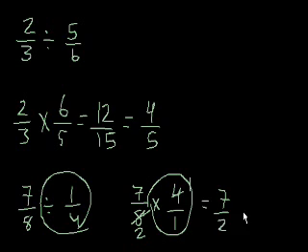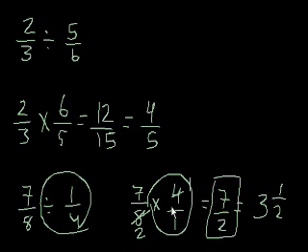Or if you wanted to write that as a mixed number, this is, of course, an improper fraction. Improper fractions have a numerator larger than the denominator. If you wanted to write that as a mixed number, 2 goes into 7 3 times with a remainder of 1. So that's 3 and 1/2, or 3.5. You can write it either way. I tend to keep it this way because it's easier to deal with.